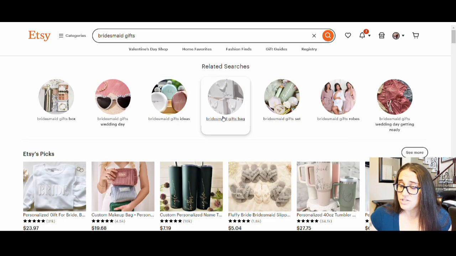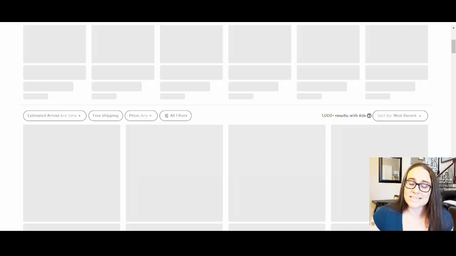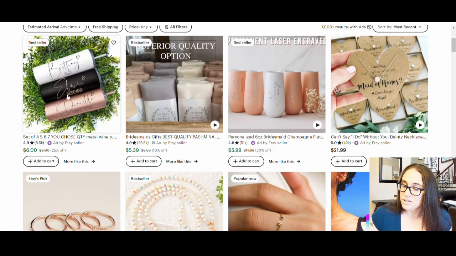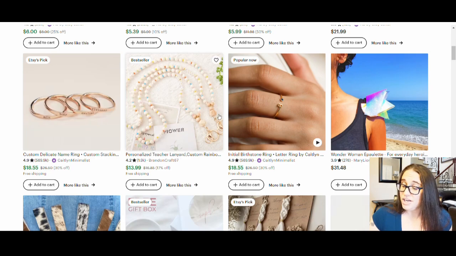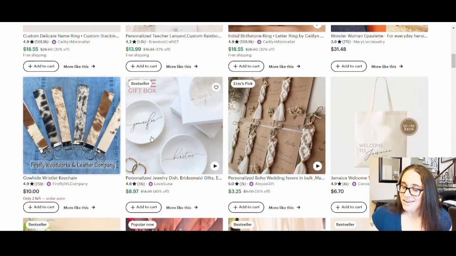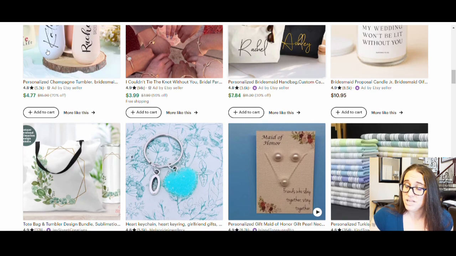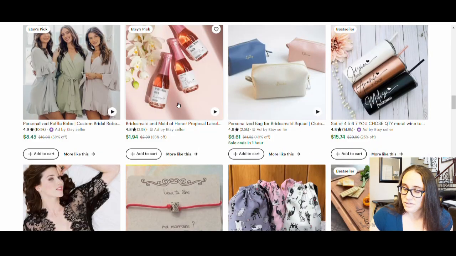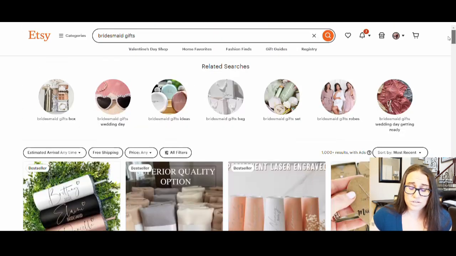Again, I can still sort by most recent to see what is either just put up or what is selling. We can see some tumblers here for bridesmaid gifts. Those are cool, right? More tumblers. There are some necklaces for bridesmaid gifts. Obviously, some jewelry is easy. Keychains, bags. My wedding wouldn't be lit without you. So some candles, lots of customizable stuff. I'm seeing a lot of tumblers for bridesmaid gifts, but this gives you an idea again of what is popular. Now, I'm not going to do this for every single letter of the alphabet, but you get the idea of how you would do some research here.